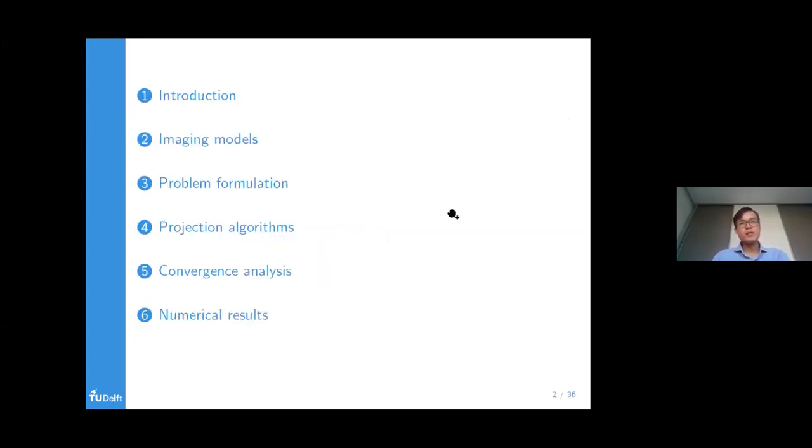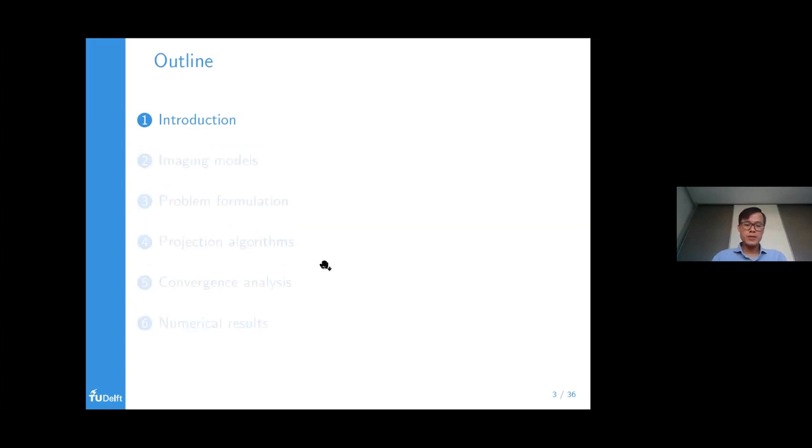And this is the outline of my talk. After the introduction, I will explain the physics involved in this work. And the last 4 sections are a standard procedure of solving an applied problem. They are problem formulation, solution algorithms, convergence analysis, and numerical results. Let's start with the introduction.